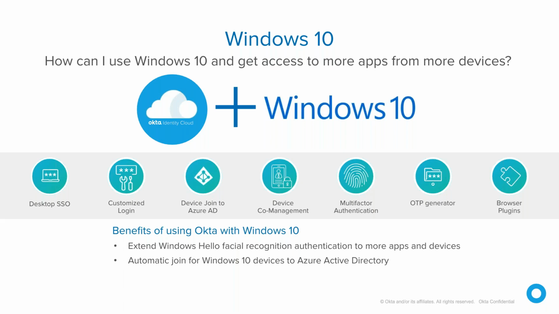Finally, we've got a browser plugin, we call it secure web authentication, or SWA for short. It's essentially a password vaulting technique, but with the combination of those credentials that are encrypted in Okta and the browser plugin, which could be on Edge, you can get a single sign-on-like experience to browser-based apps that don't support federated SSO. So those are the ways we integrate with Windows 10.